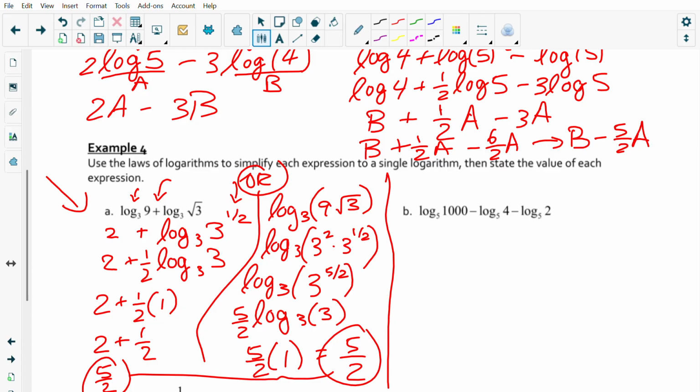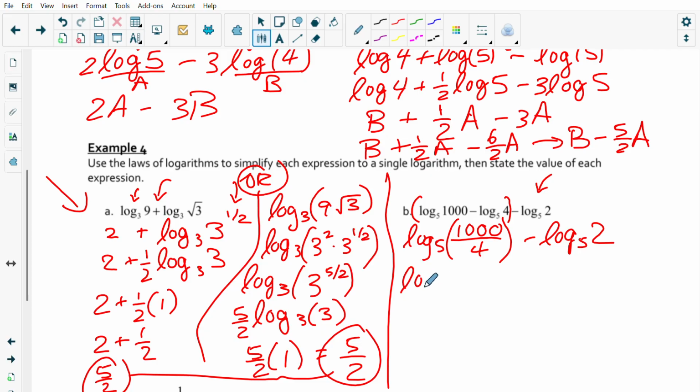Next one, log base 5 of 1,000 minus log base 5 of 4 minus log base 5 of 2. Let me do this first, right? I'm going to group it like this. Okay, let's worry about this one later. That's log base 5 of 1,000 divided by 4. I have the same base. I can apply the quotient law, and it's minus log base 5 of 2. Leave that there for now. I'm going to simplify. Log base 5 of 1,000 divided by 4 is 250 minus log base 5 of 2.